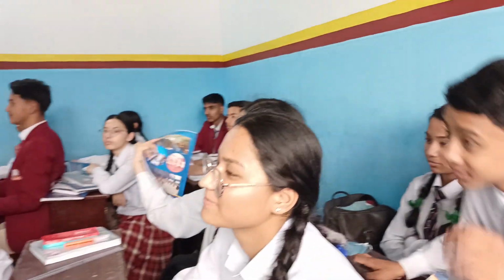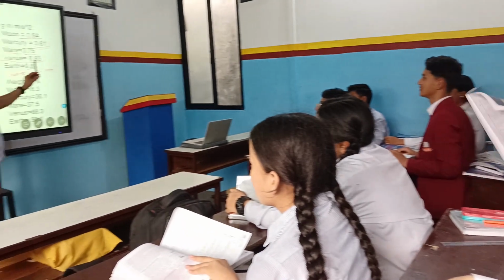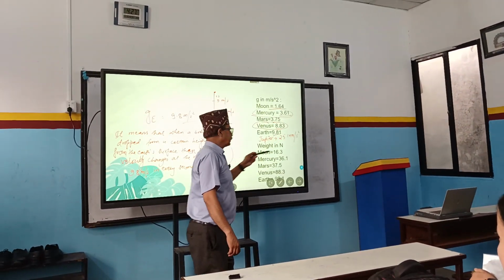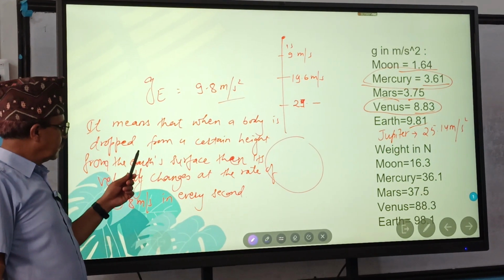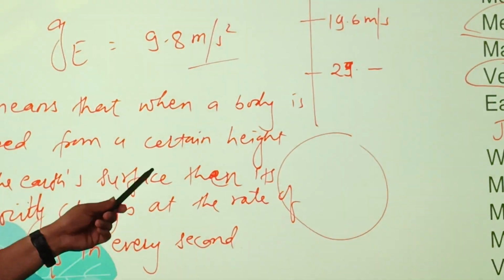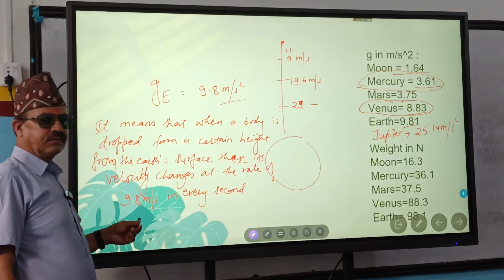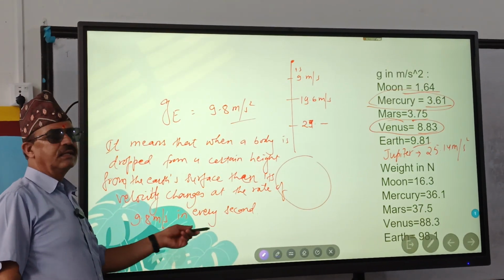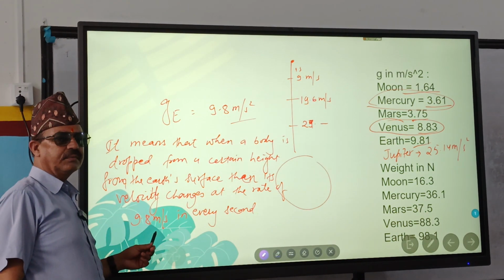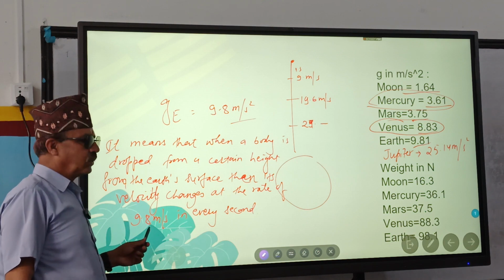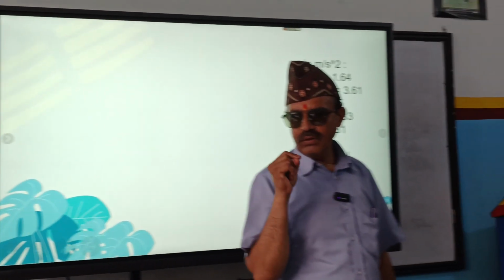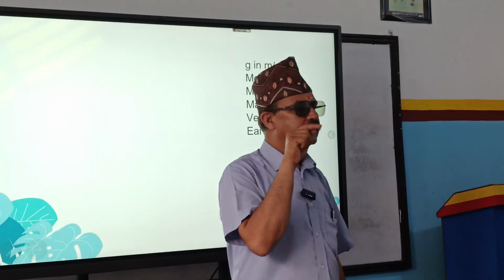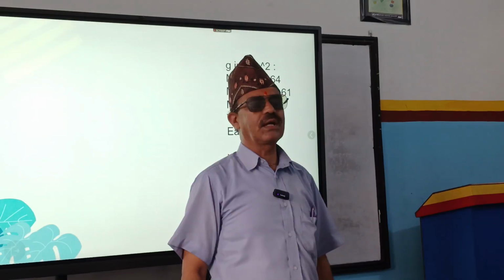So, if the value of acceleration due to gravity on Venus is 8.83 meter per second square, then it means that when a body is dropped from a certain height from the Venus surface, its velocity changes at the rate of 8.83 meter per second in every second. That thing you have to remember. Understood or not? Just remember. Take out your book, read the portion once again, then I will give you some work. Now there will be some class work as well.